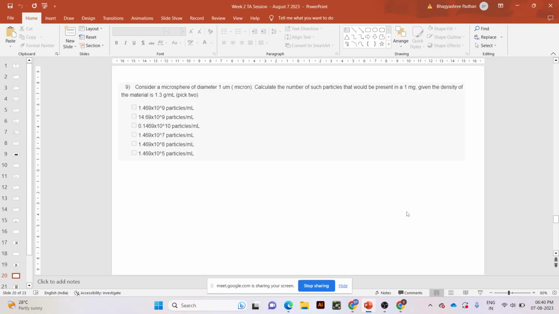Okay, we'll move on to the next question. Consider a microsphere of diameter 1 micron. Calculate the number of such particles that would be present in 1 milligram. Given the density of the material is 1.3 gram per ml, pick 2. I'll give you guys some time to read the question again and solve.